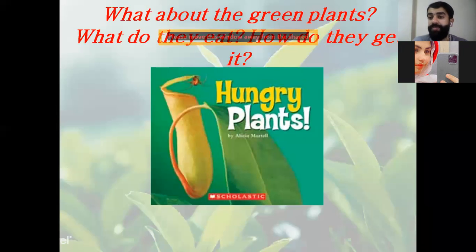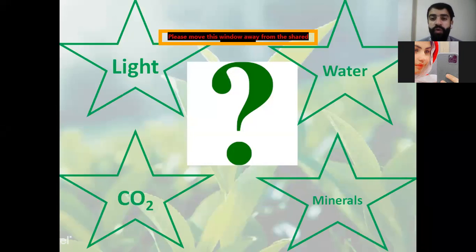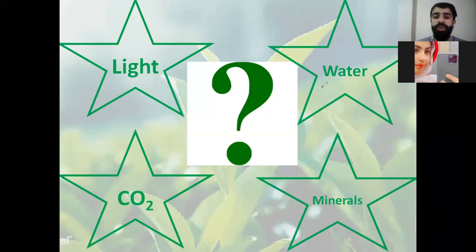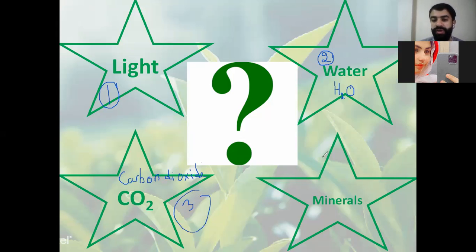But what about the green plants? How do they get the food? How do they eat this food? Let's start first with these four important elements. Number one, we have light. We have water, and the symbol of water in chemistry is H2O. We have CO2, which is carbon dioxide, and also we have the mineral salts, which is number four. These are the elements needed for growth.